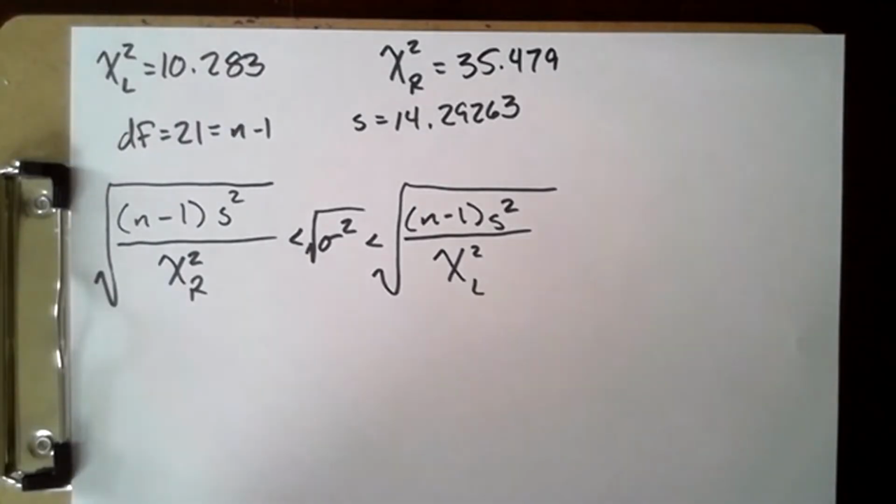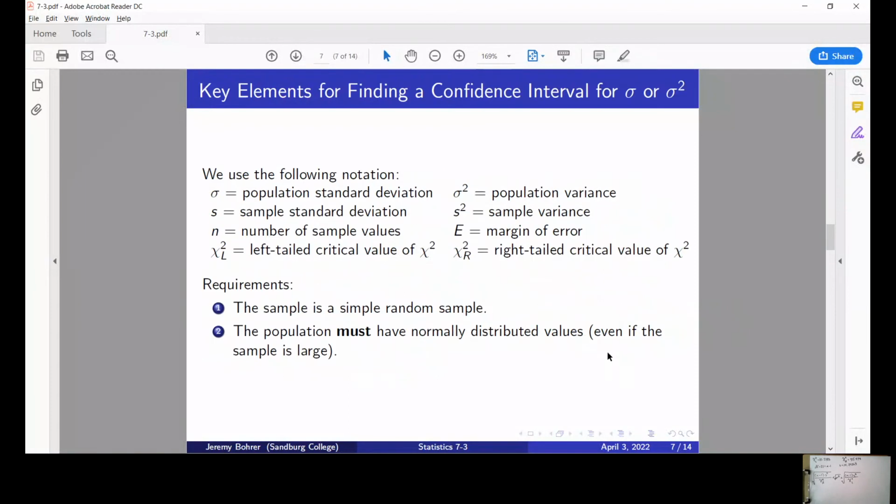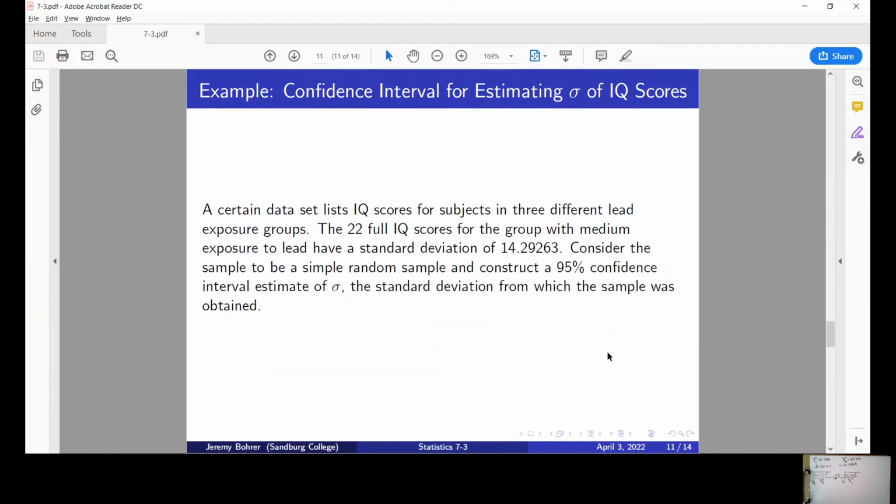For our next problem, we're asked: a certain data set lists IQ scores for subjects in 3 different lead exposure groups. The 22 full IQ scores for the group with medium exposure to lead have a standard deviation of 14.29263. Consider the sample to be a simple random sample and construct a 95% confidence interval estimate of sigma, the standard deviation from which the sample was obtained.